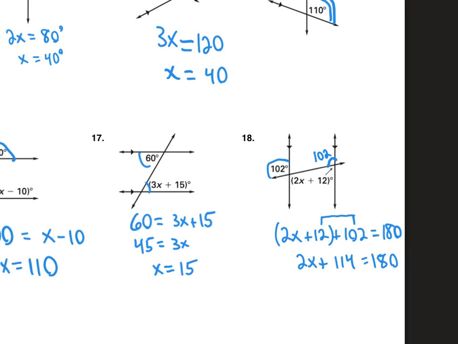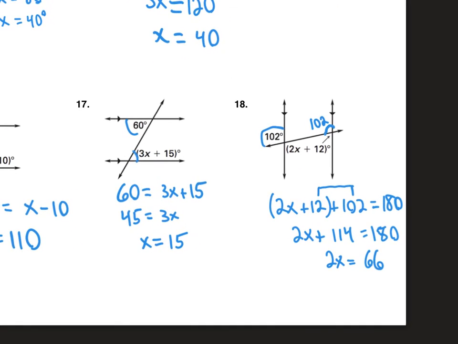Okay, there's no more simplification we can do on either side, so I am going to subtract 114 from 180. I'm going to subtract it from both sides. On this side, we'll end up with just 2x, and that will equal 180 minus 114, which is 66. All right, one more step. 2x equals 66, so divide both sides by 2, x will equal 33.